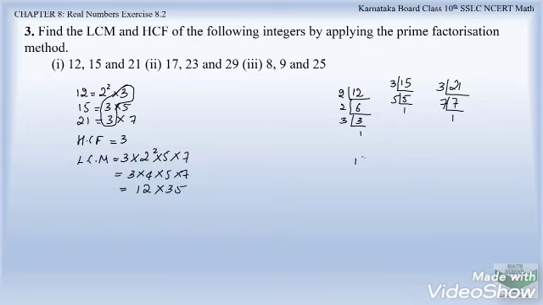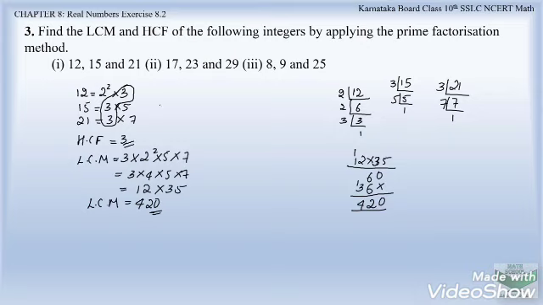Now let us multiply 12 and 35 and find the result. 5 twos are 10, carry 1, 5 ones are 5, 6. Then 3 twos are 6, 3 ones are 3. So the 0 comes down. Adding 6 plus 2 is 8, 3 plus 1 is 4. So therefore the LCM for 12, 15 and 21 is 420 and HCF is 3.